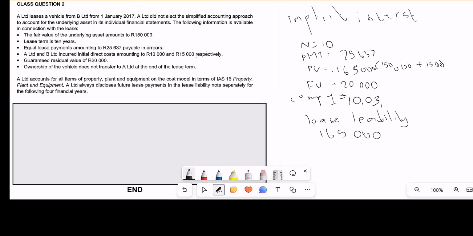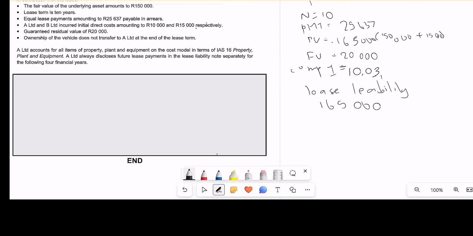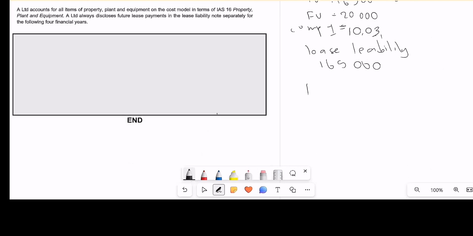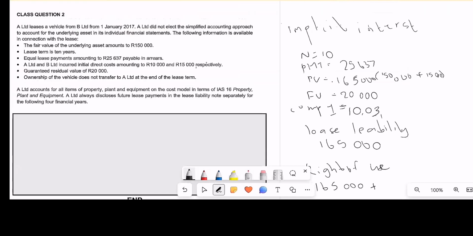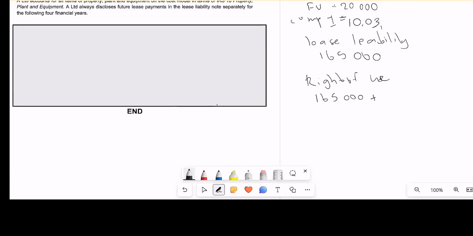So right now we have to compute our right of use. The right of use is going to be the 165,123 plus any amount that ALTD incurred while getting into this lease, and that is going to be 10,000 here. So we're going to add 10,123, which is going to give us 175,123.